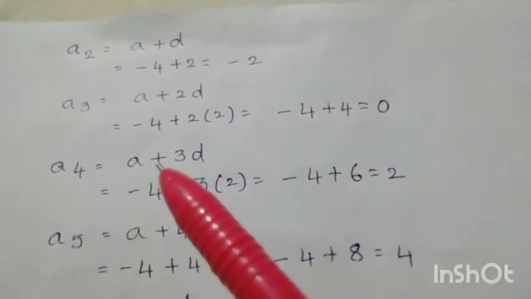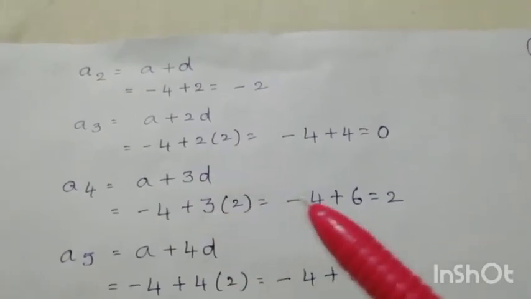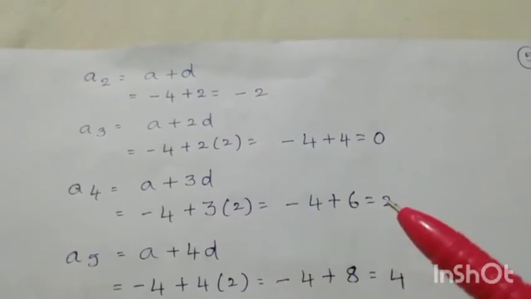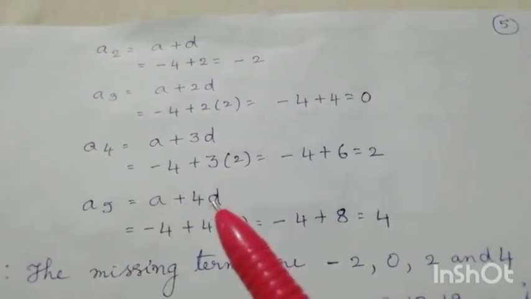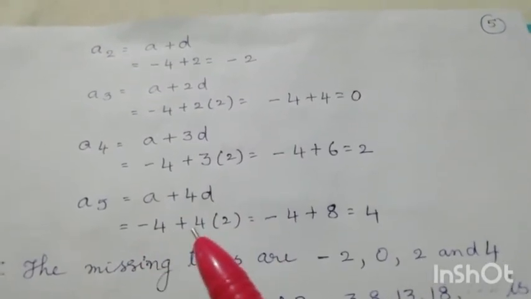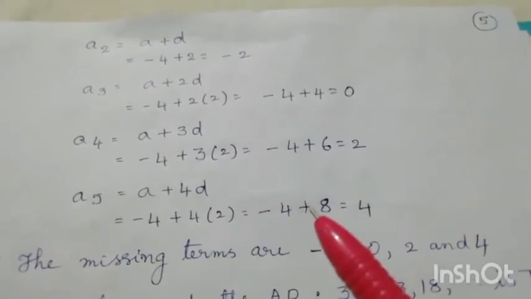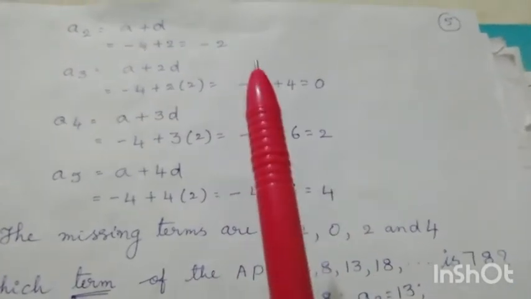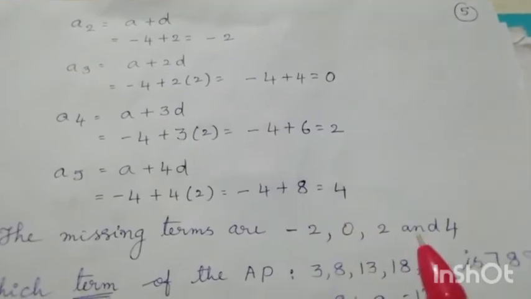a4 is equal to a plus 3d. Minus 4 plus 3 into d value is 2. So minus 4 plus 3 2s are 6. So 6 minus 4 is 2. Now we have to find a5. a5 is equal to a plus 4d, which is equal to minus 4 plus 4 into 2. So minus 4 plus 4 2s are 8. 8 minus 4 is 4. Therefore the missing terms are first one is minus 2, second one is 0, third one is 2, fourth one is 4.